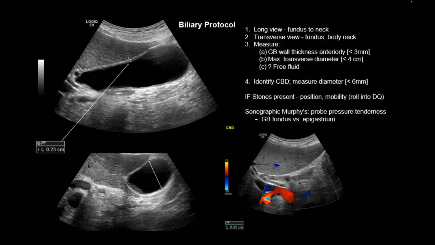And last of all, we do like to get pictures of the porta hepatis. If you can identify the common bile duct as it tracks anteriorly along the front of the portal vein, that's usually the easiest way to see it.